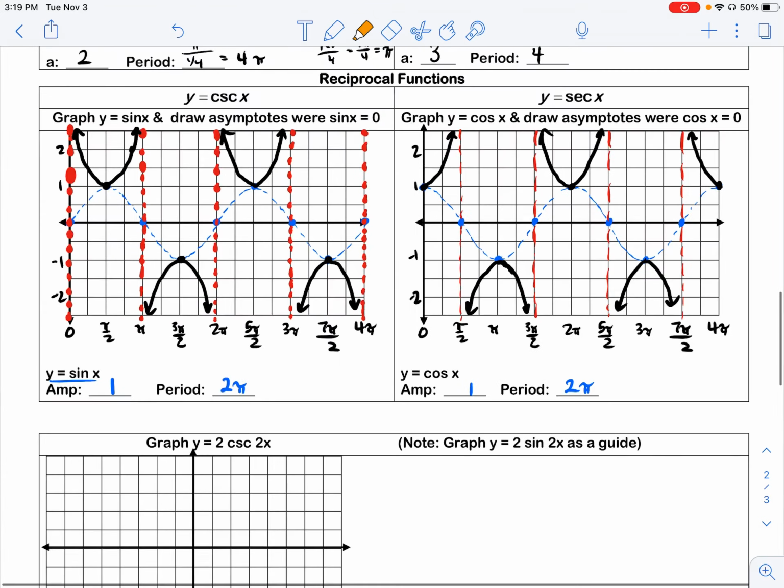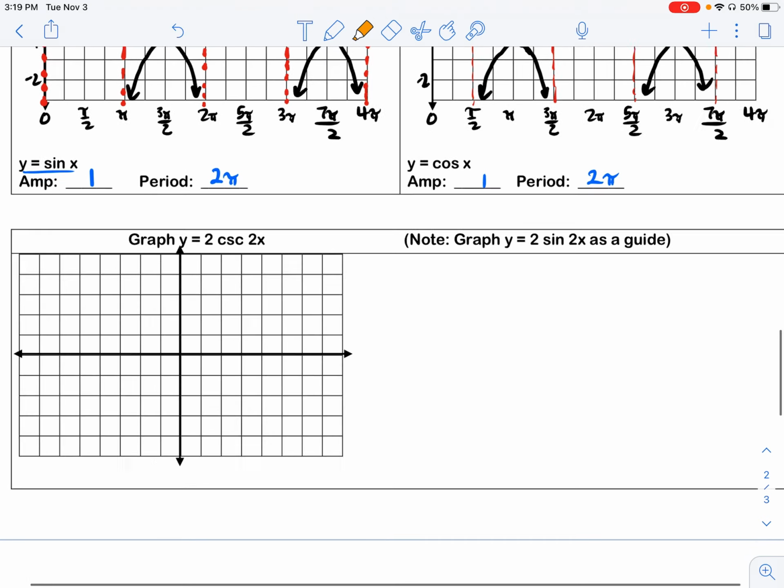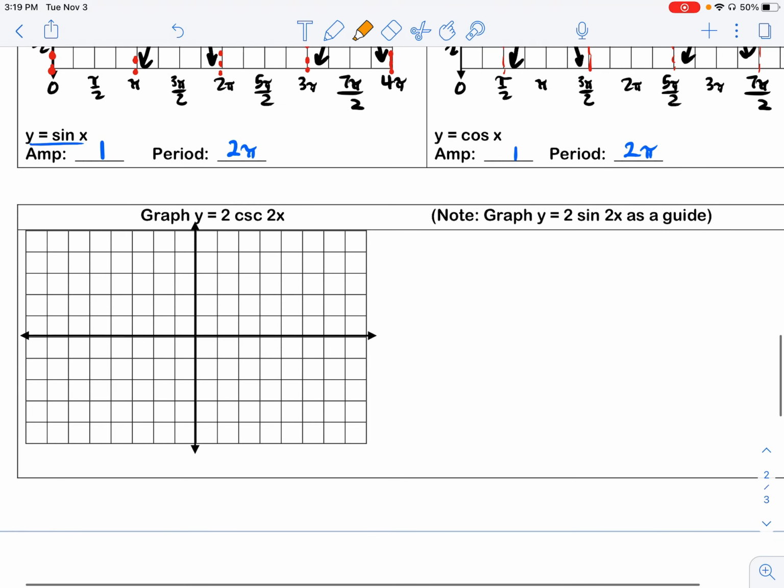All right. Now for the final one, let's do a cosecant graph with a transformation. So we're looking at y equals 2 cosecant of 2x. So there's some transformations going on here. And again, I would recommend just looking at the graph of y equals 2 sine 2x as its guide. So let's look at what we know from here.